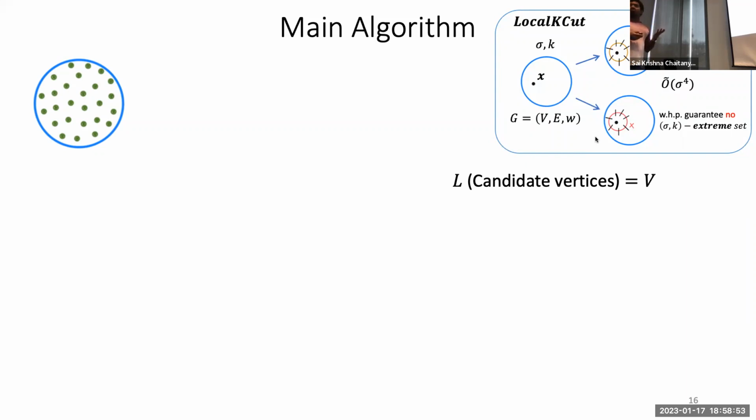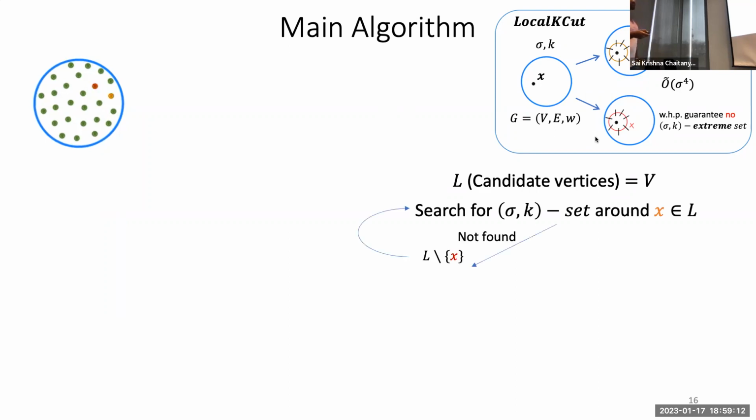It is very small, so we can actually run it around all the vertices. We start with the candidate vertex, which I represent using the set L, and we start with vertex V. We search around this orange vertex X for a sigma K set. If we find one, we are good, but if we don't find it, we remove it from our candidate vertices and move on to the next vertex. And we keep searching like this.